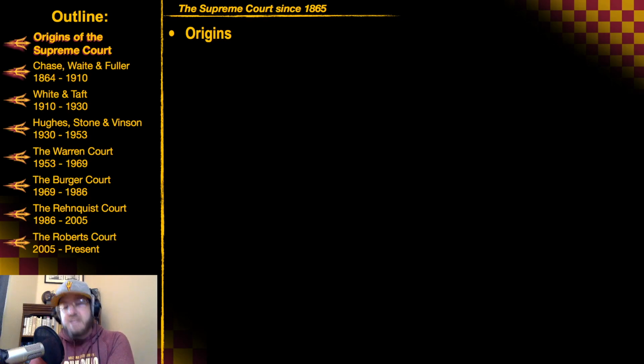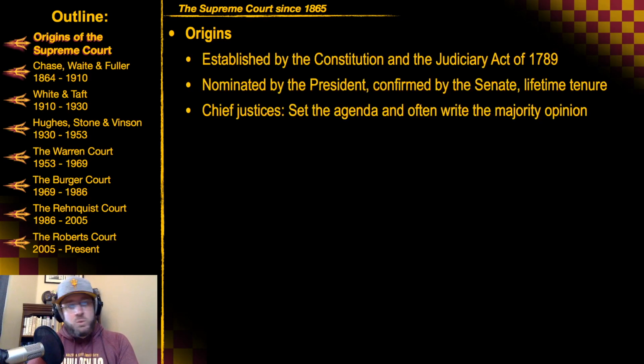So to jump right into that, let's look quickly at the origins of the Supreme Court, which you might remember was established along with the other two branches of government, the executive, the White House and the presidency, the legislative, which is Congress, the House of Representatives and the Senate. It established our Supreme Court, and it was then fully developed under the Judiciary Act of 1789.